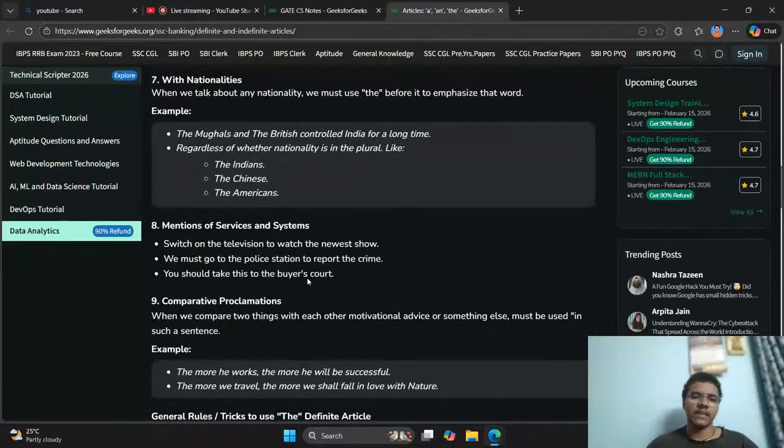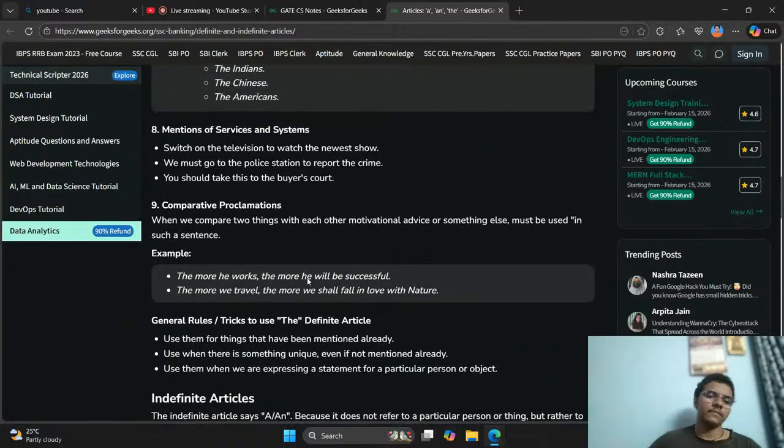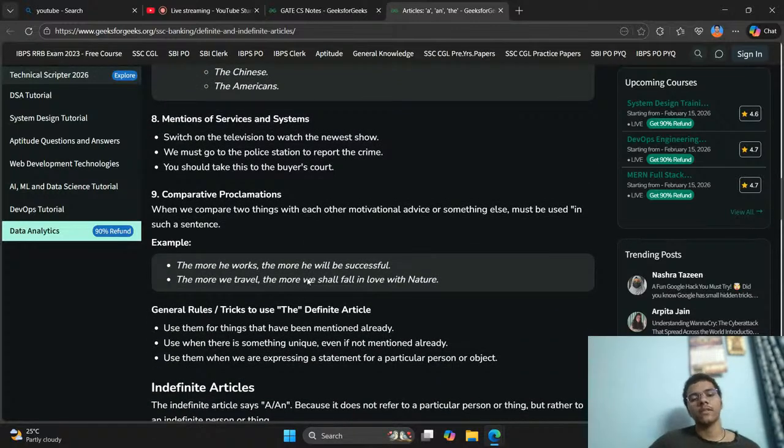With nationalities, when we talk about any nationality, we must use "the" before it to emphasize that word. The Mughals and the British controlled India for a long time. Okay. Mention the services and systems.